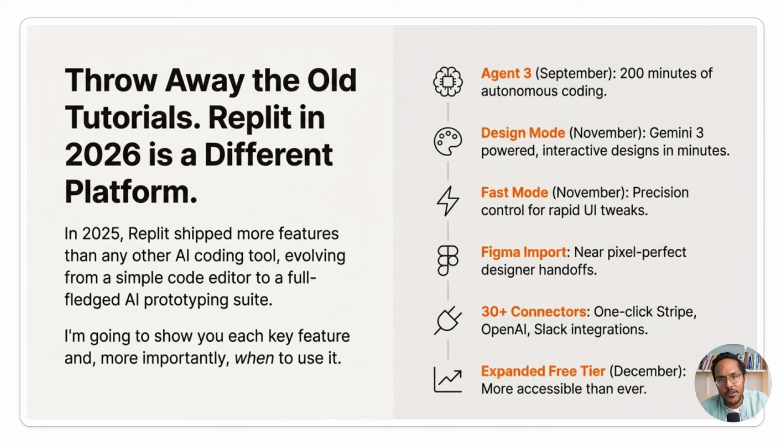Replit went from code editor to the most feature-rich AI coding platform over the last 12 months. These are a couple of the launches I think are the most important for you to understand. In September, they launched Agent 3. In November, they launched Design Mode, which was the same month they launched Fast Mode. They continued to improve their Figma import and their 30+ connectors. And in December, they dramatically expanded their free plan. If you watch to the end of this episode, you'll understand how all of these things work.